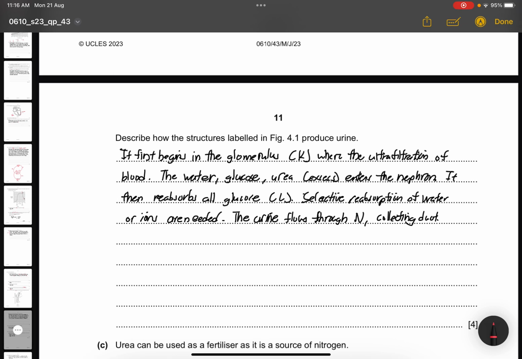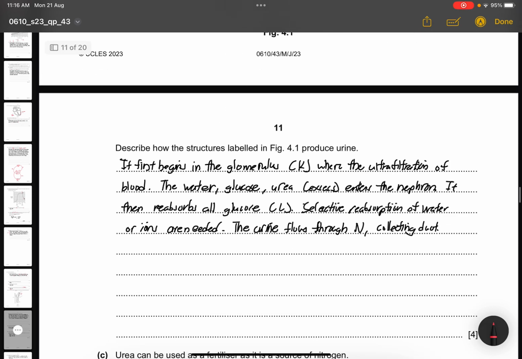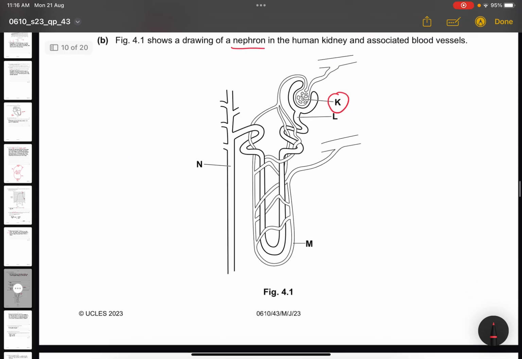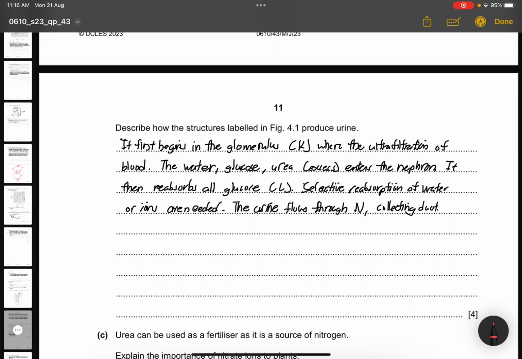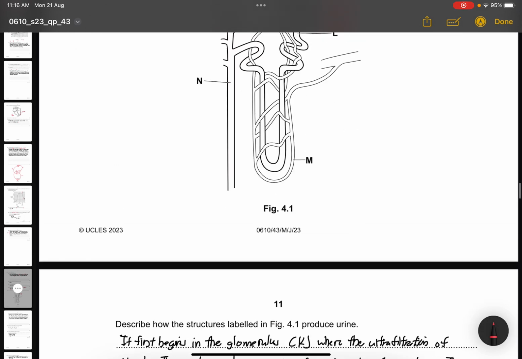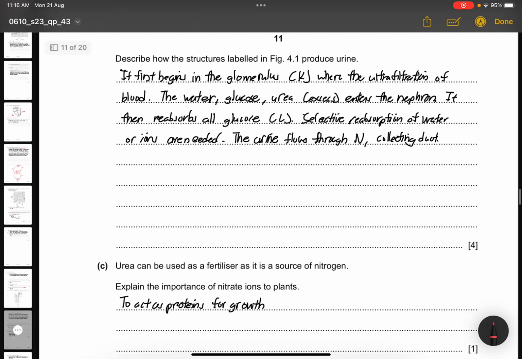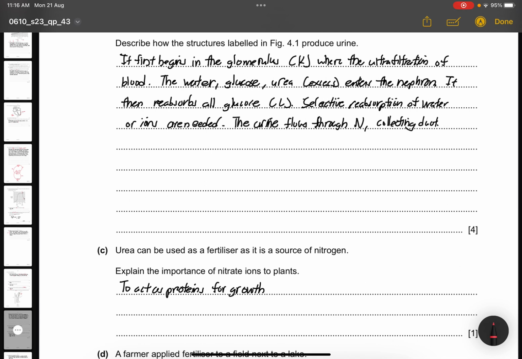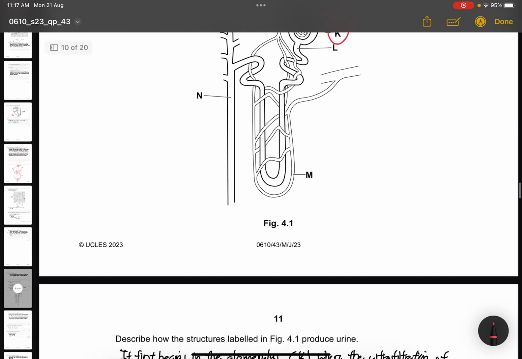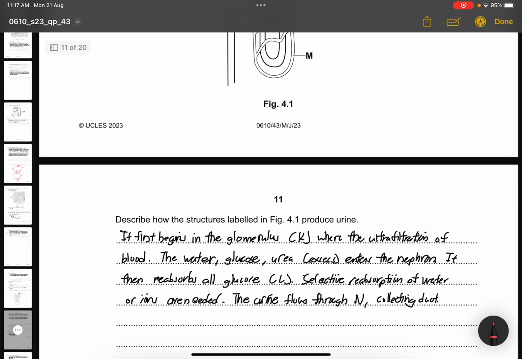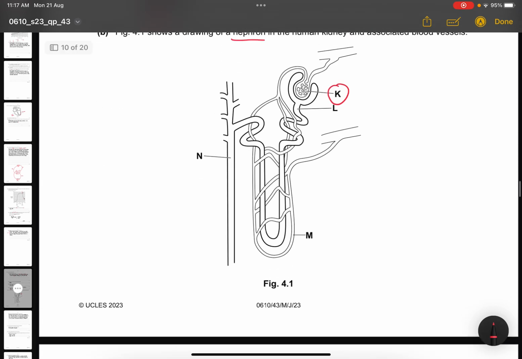So it first begins in the glomerulus, where the ultrafiltration of blood starts. The water, glucose, urea, which are in excess, enter the nephron. It is then reabsorbing all glucose, which is at L, which I think is the loop of Henle. Then sometimes there's a selective reabsorption of water or ions when the body needs it. Alright. Then the urine will flow through N, which is the collecting duct. 4 marks. Okay, just basically explain literally from 1, 2, and 3 to 4.